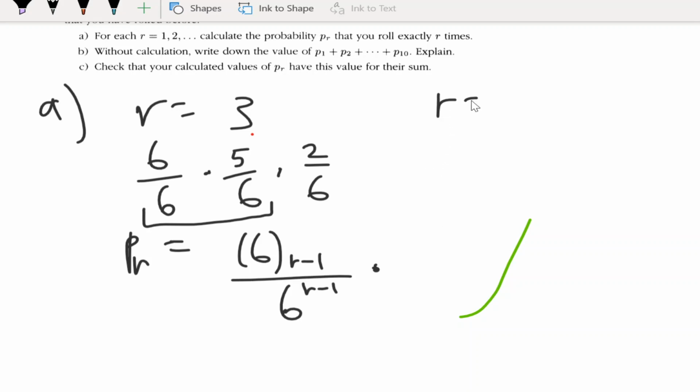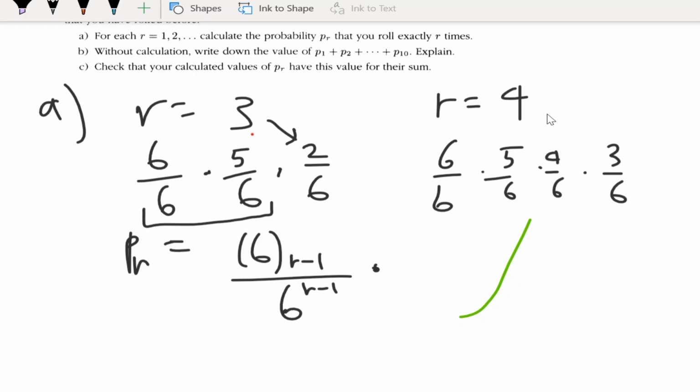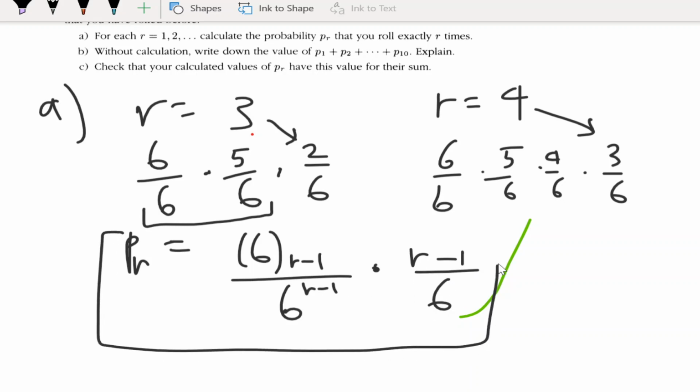this value. How about we come up with another example and see what happens. If we do r equals 4, then we have 6 over 6 times 5 over 6 times 4 over 6, since it can be any value besides these two. Then it's 3 over 6, since it includes these values. So we're seeing a clear trend where the last one is just r minus 1 over 6. So yeah, there's our answer. P_r is equal to 6 order r minus 1 over 6 to the r minus 1 power times r minus 1 over 6. And that gives us our answer.